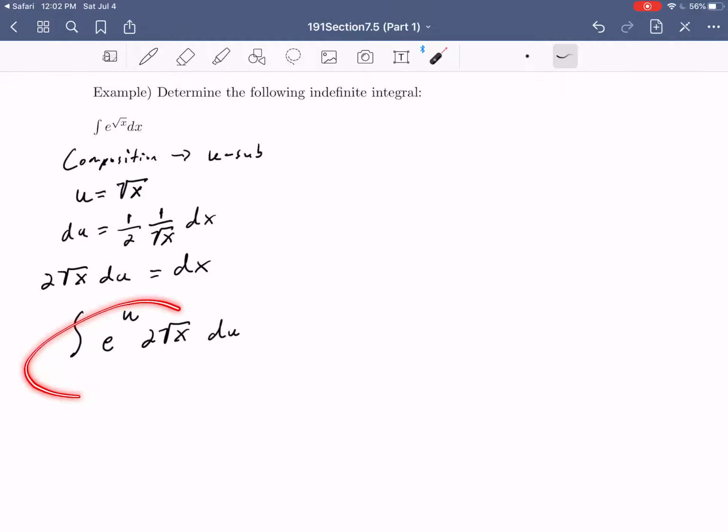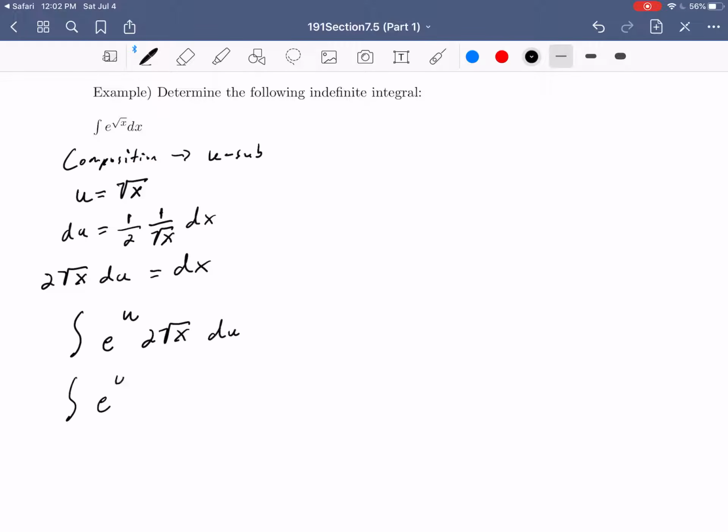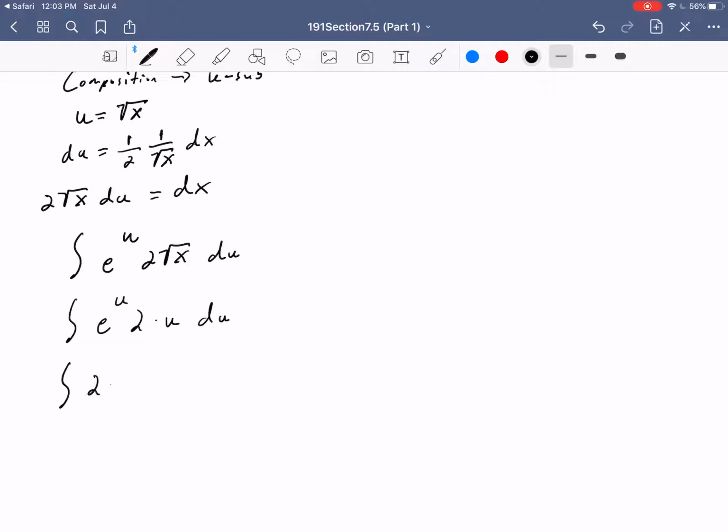Now, this is not an appropriate form because we've got u and x and du, right? Since we are working with du, everything needs to be in terms of u. But notice that u is equal to root x, so we can replace that right there. So we can actually make this e to the u, 2 times u du. And if you rewrite that, you can view that as 2u e to the u du.